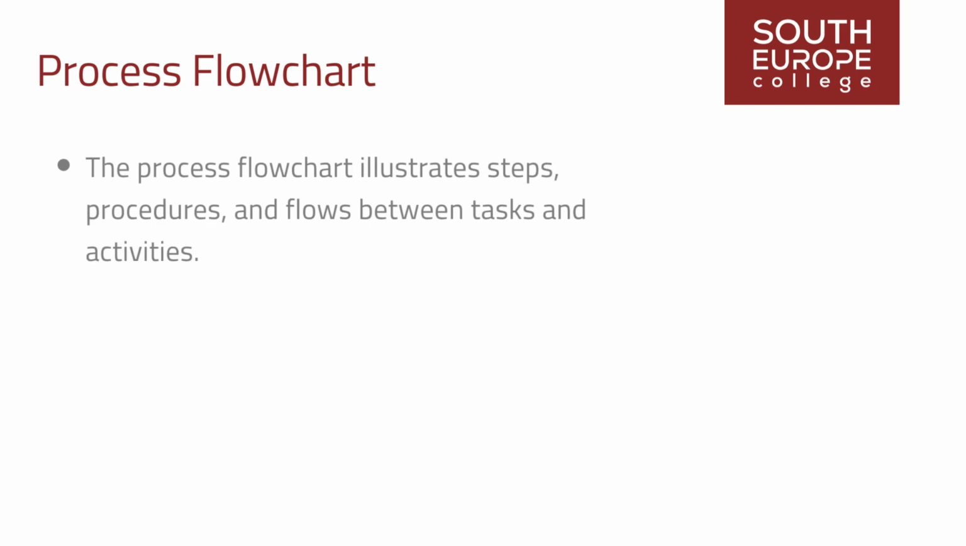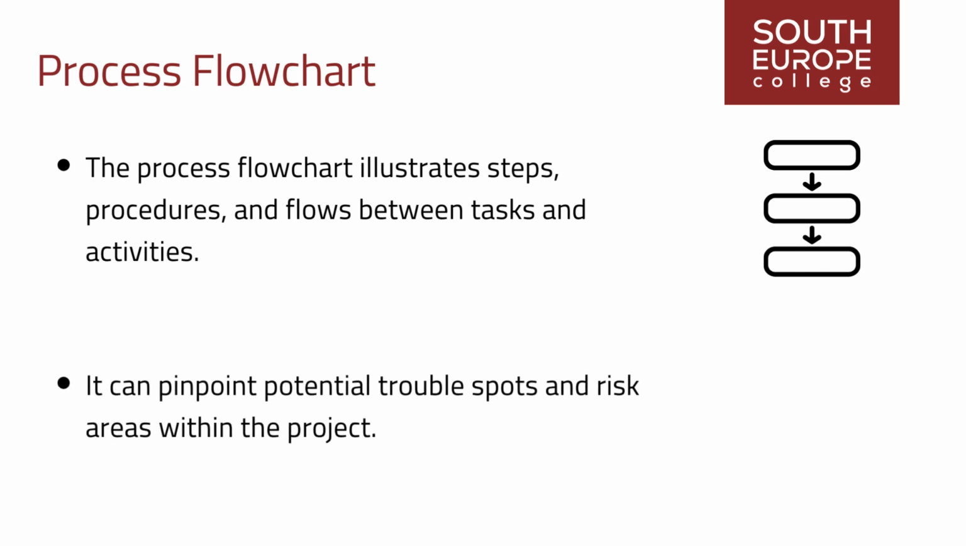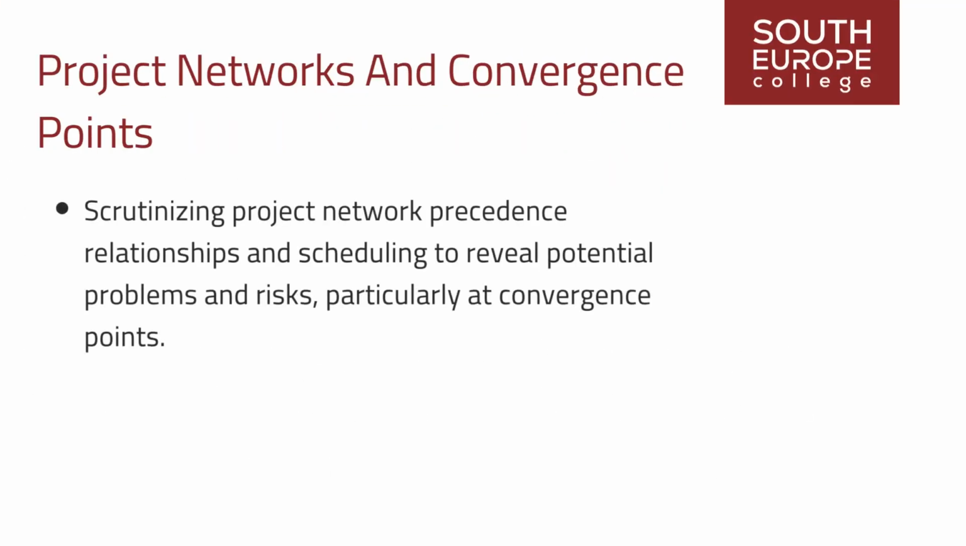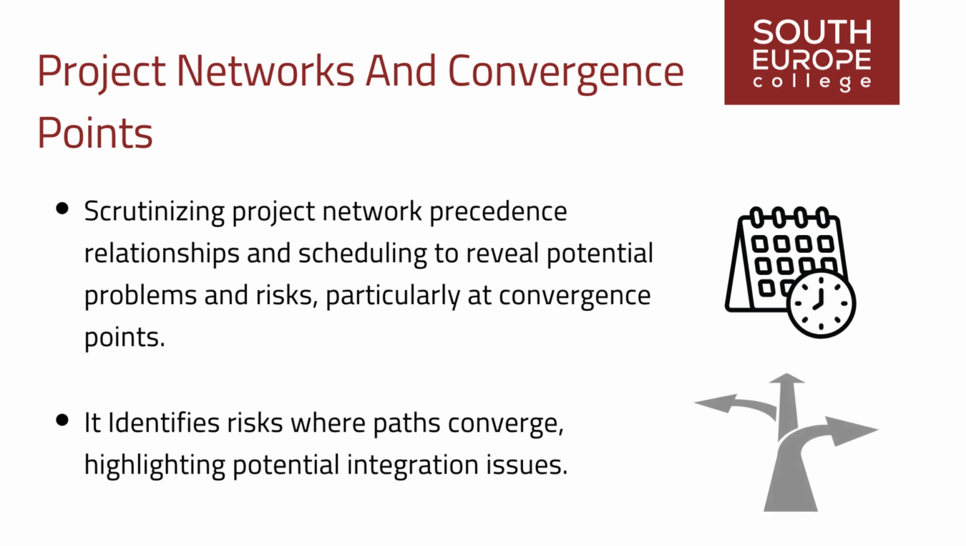The process flowchart illustrates steps, procedures, and flows between tasks and activities. It can also pinpoint potential trouble spots and risk areas within the project. Scrutinizing project network precedence relationships and scheduling reveals potential problems and risks, particularly at convergence points. It identifies risks where paths converge, highlighting potential integration issues.